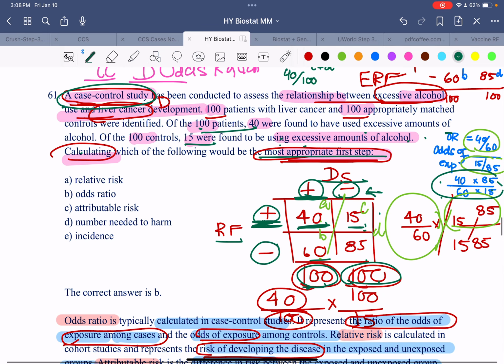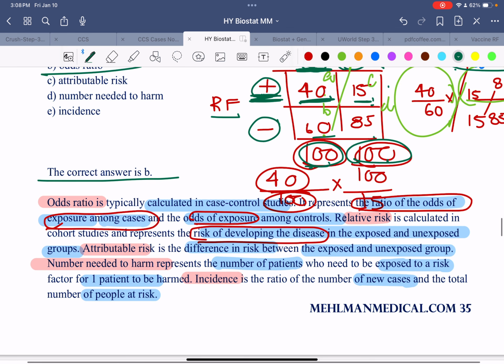And of course, this is how we have calculated it, but the correct answer over here is that for a case control study, the value that we have to calculate first is the odds ratio, right? And they can totally omit the words odds ratio, and they can just say that the ratio of odds of exposure among the cases to the odds of exposure among the controls is known as odds ratio.